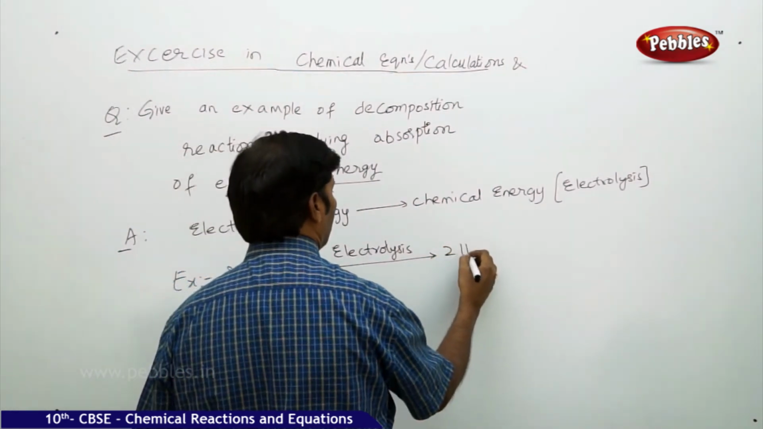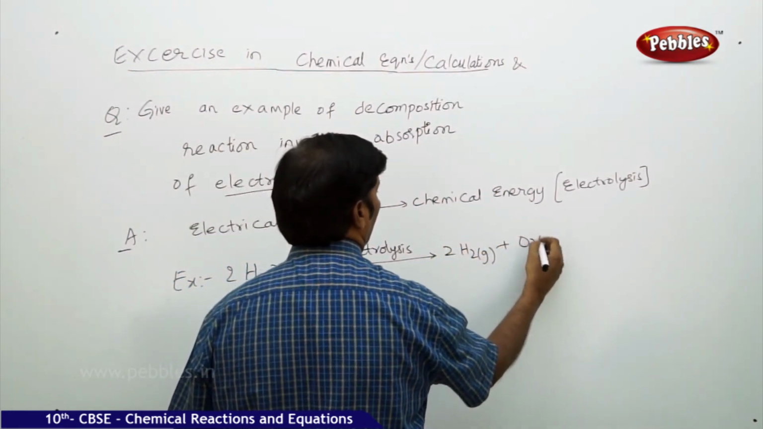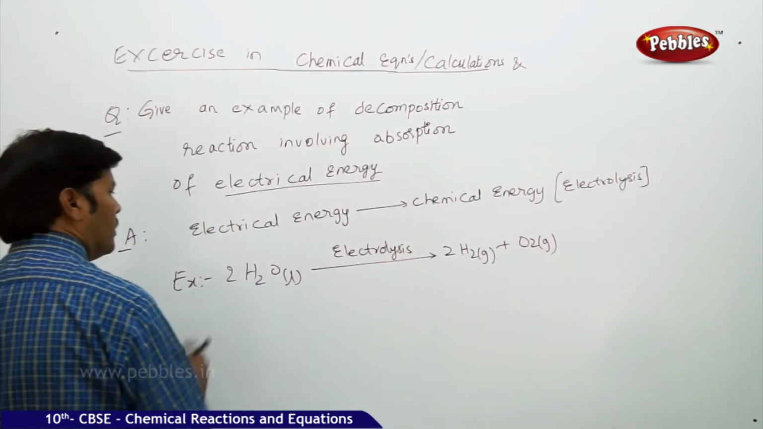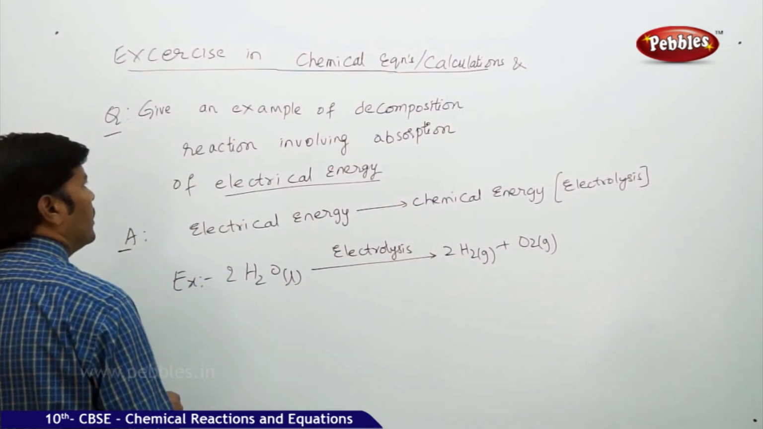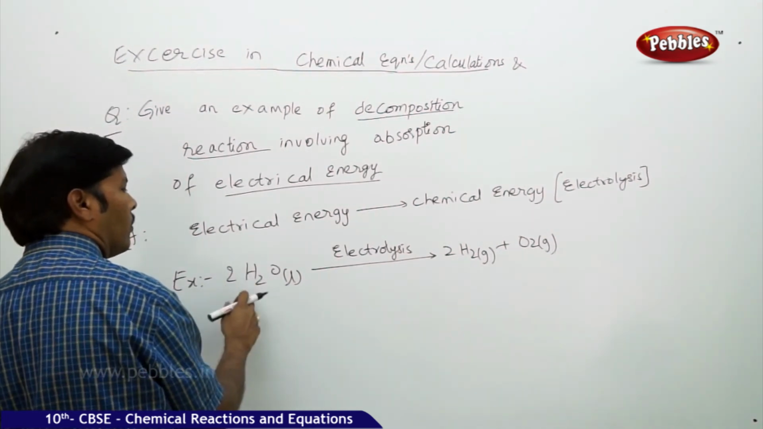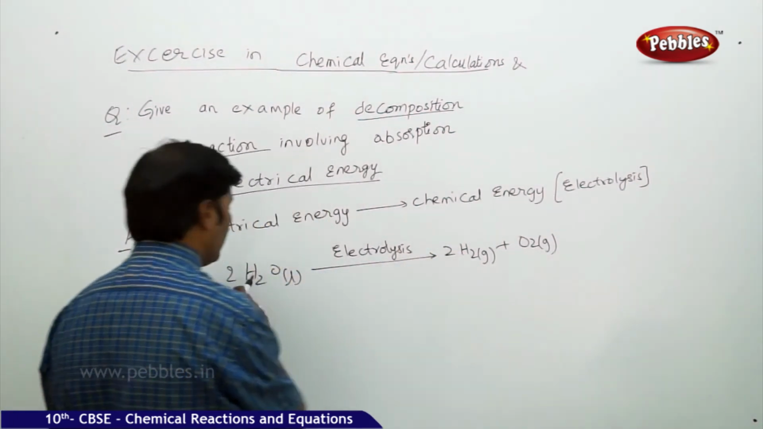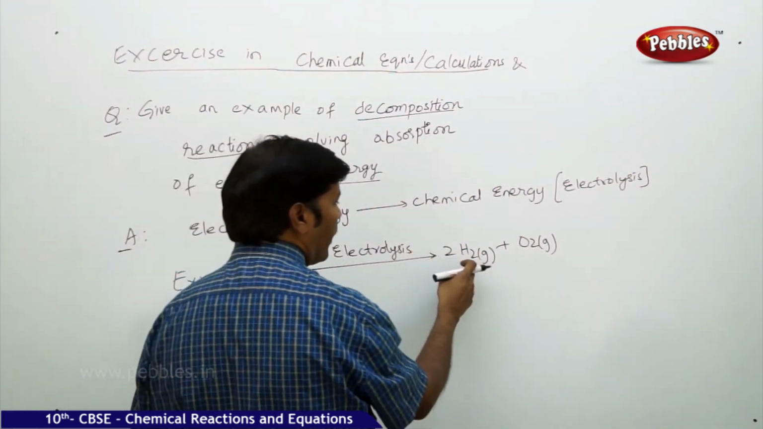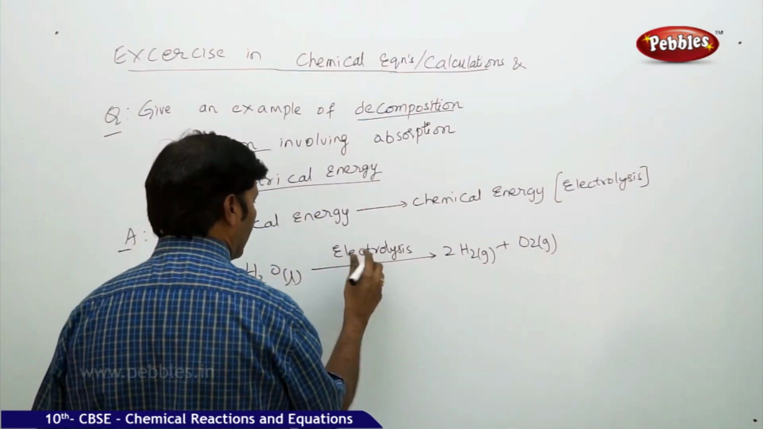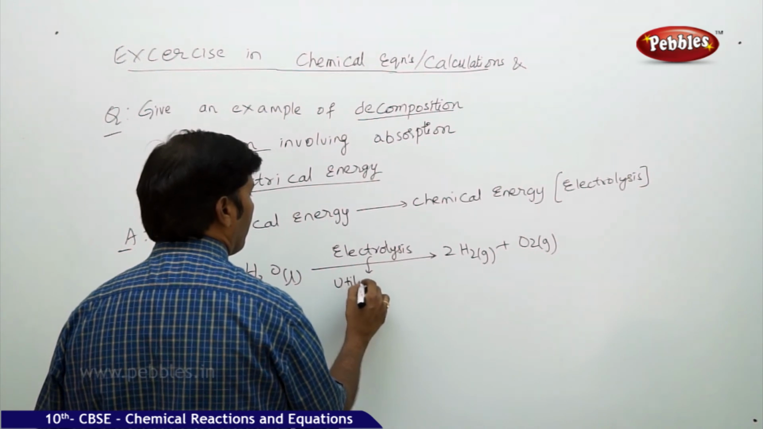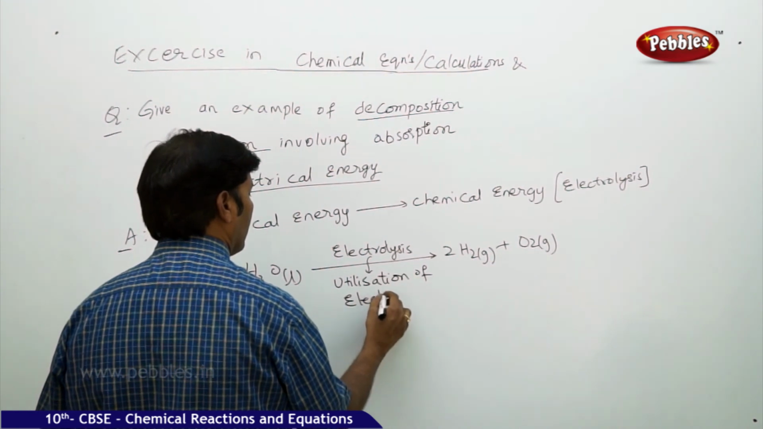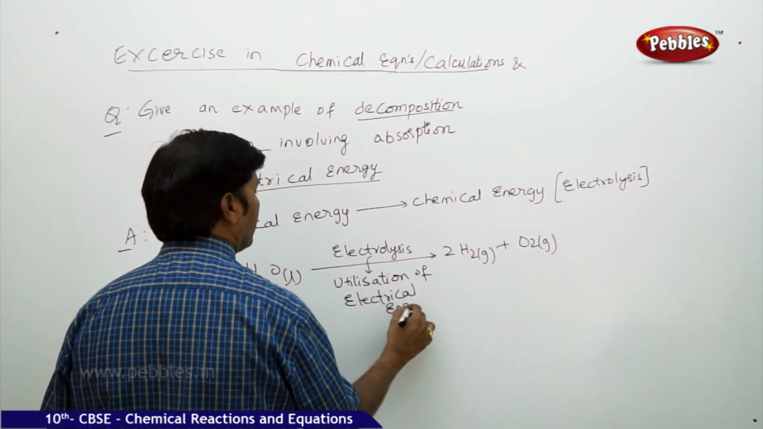Electrolysis gives 2 moles of H2 gas plus 1 mole of O2 gas. So this is an electrical decomposition reaction. Here water is getting decomposed: 2 moles of water is getting decomposed to give 2 moles of hydrogen gas and 1 mole of oxygen gas. Perfectly it is utilizing the electrical energy. Electrolysis involves utilization of electrical energy.